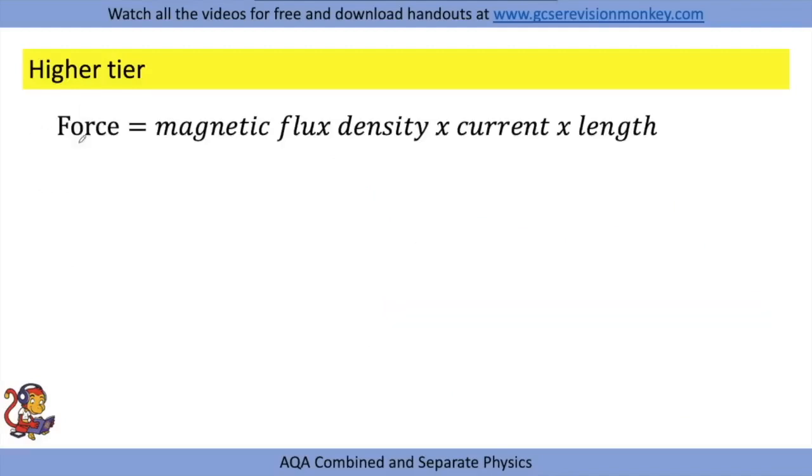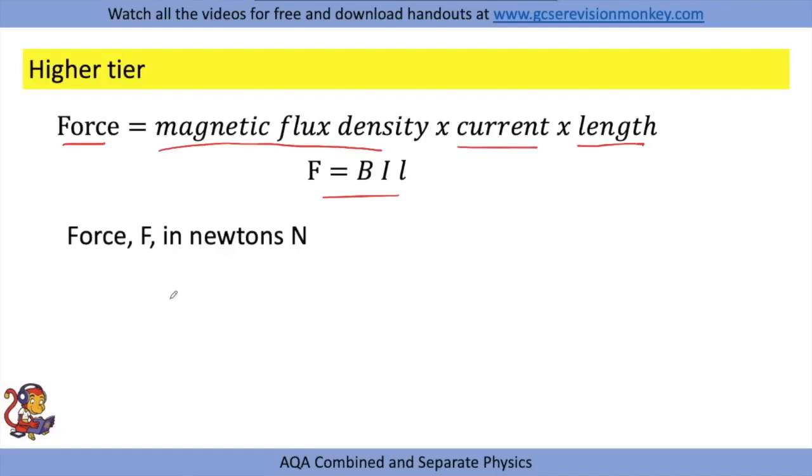Extra equation for higher tier: force is equal to magnetic flux density multiplied by current multiplied by the length of wire. So the force that the wire experiences is equal to essentially the strength of the magnetic field multiplied by the current flowing through the wire multiplied by the length of the wire that is inside that magnetic field. So F = BIL is for short.